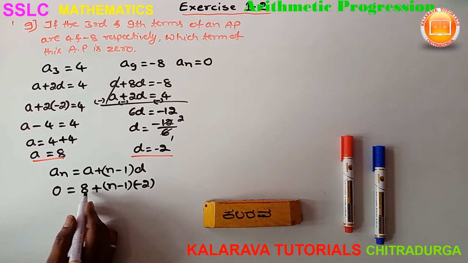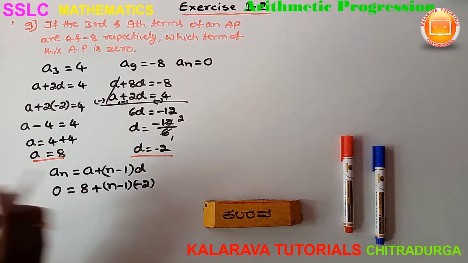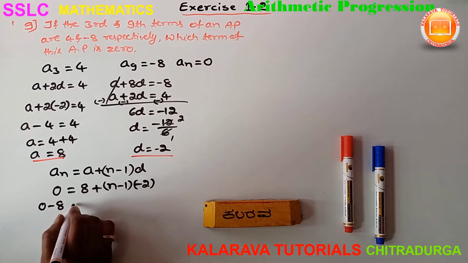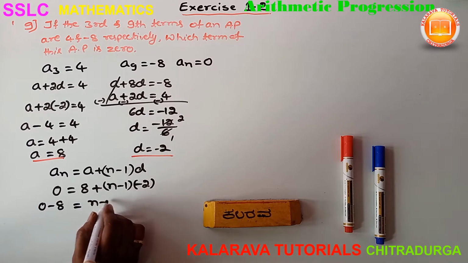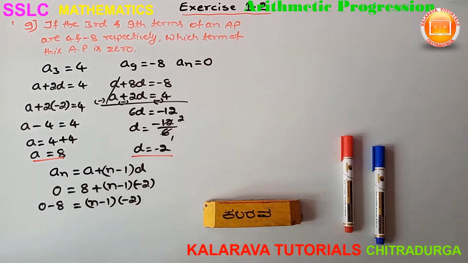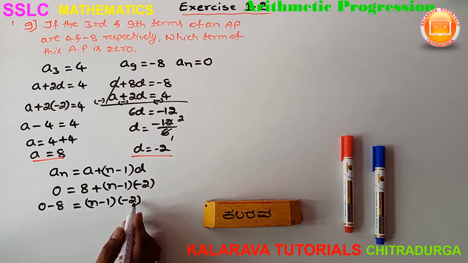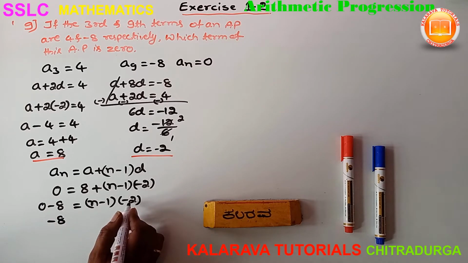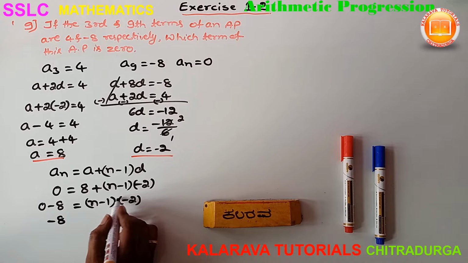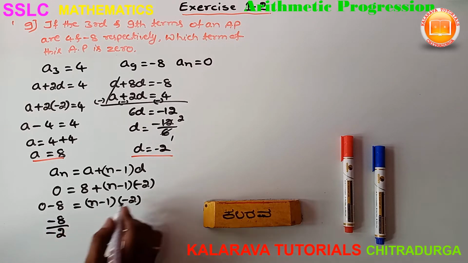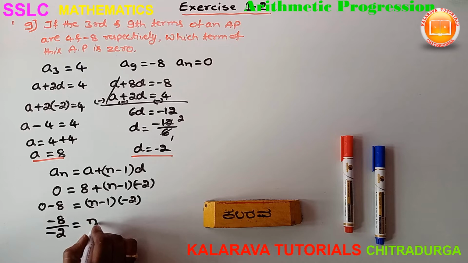So now, for finding the n value, how to transfer? First, 8 goes to the LHS. That becomes 0 minus 8, here it is plus 8, that becomes minus 8. So (n minus 1) into minus 2, I didn't write the plus symbol here because it is understood. So we have to transfer this minus 2 to the left hand side. 0 minus 8 becomes minus 8. Here minus 2 is sent to the left hand side. Here these two are multiplied, bracket means multiplied. So therefore minus 2 goes to the denominator because it gets multiplied with this one. So that is equal to n minus 1.